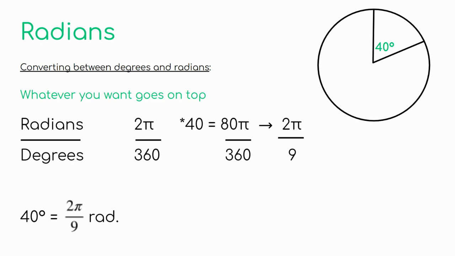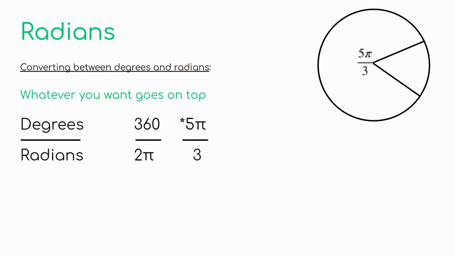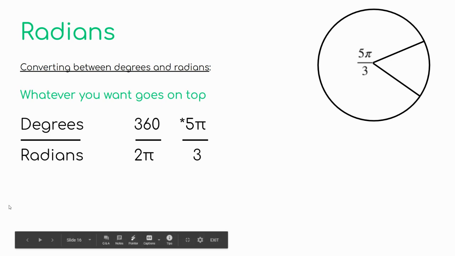All right, so now we're going to go the other way. Remember, our angle is 5 pi over 3. I want to know how many degrees is the same as 5 pi over 3 radians. So when we set up our fraction, whatever you want goes on top. I want degrees. So I'm going to do degrees over radians.